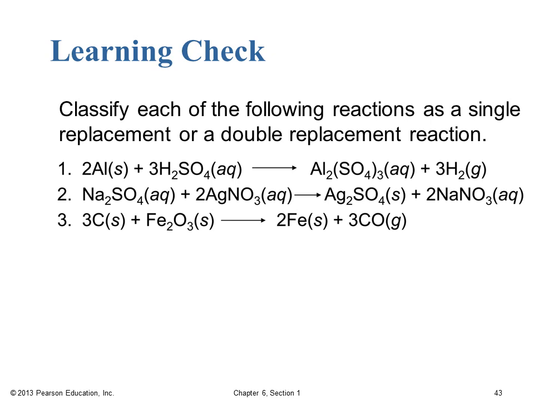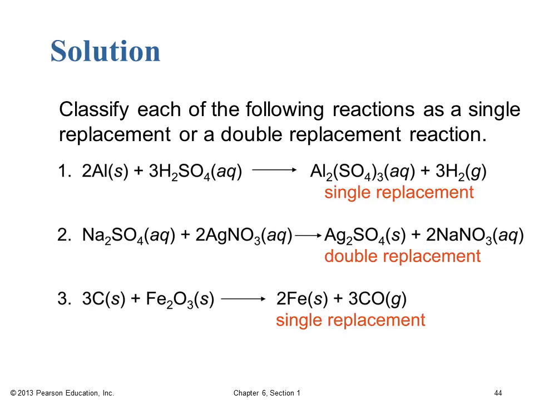Now it's asking us to classify these as single or double replacement reactions. The easiest way to do this is if you have an element by itself in the reactant, it's going to be single replacement. So 1 and 3 both have an element by itself, and it's replacing the atom in the compound. If it has an element by itself, that's going to be single replacement. Then number 2, you have 2 compounds that are swapping atoms, and so that's going to be double replacement. And there you see it.